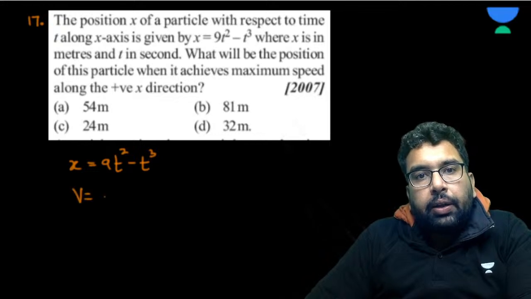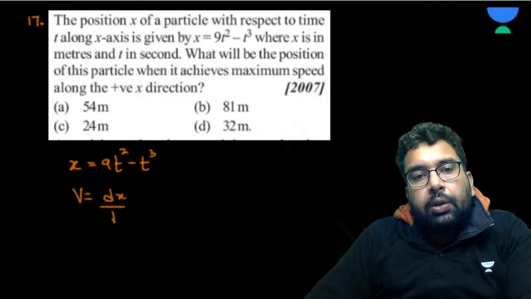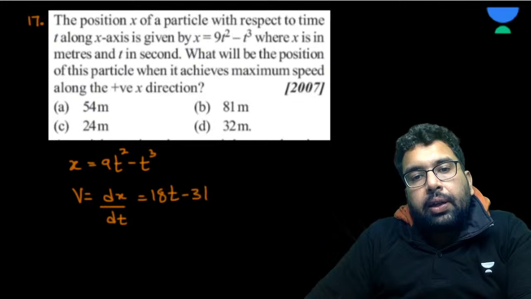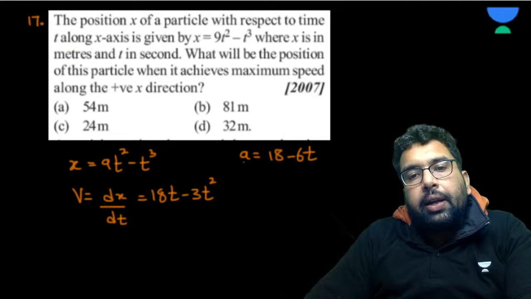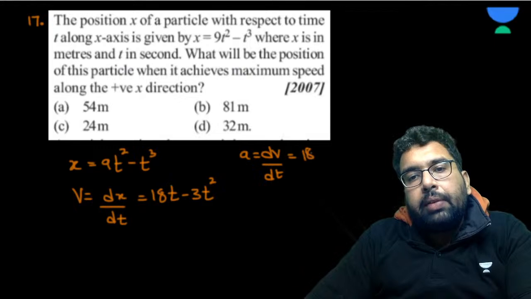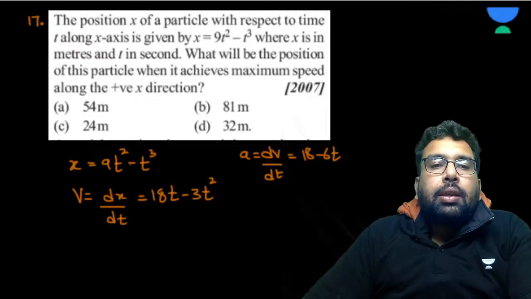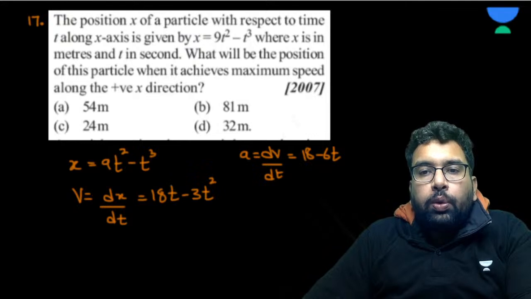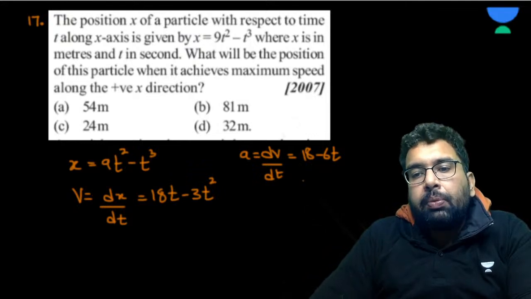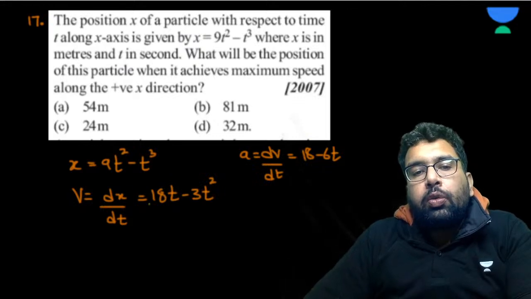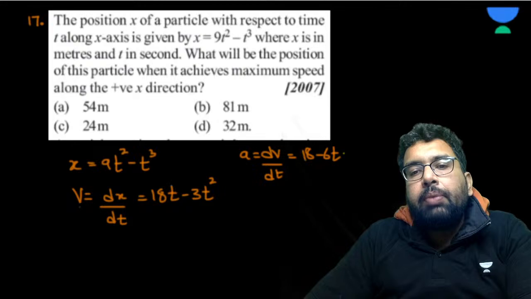First of all, velocity is going to be dx by dt. So dx by dt is going to be 18t minus 3t squared. And acceleration, dv by dt, is going to be 18 minus 6t. Now for the speed to be maximum, that means for v to be maximum, how do we know that some function is maximum? We have to differentiate. We want v to be maximum, so dv by dt must be equal to 0.